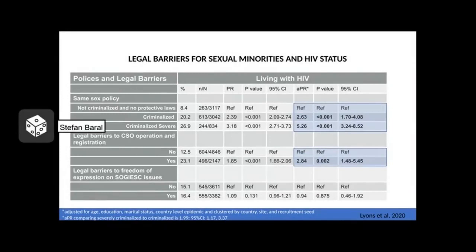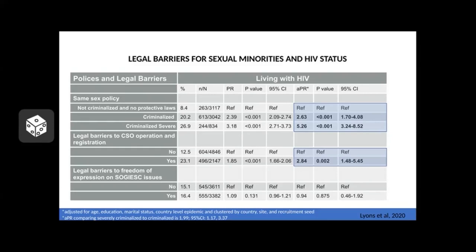So to get into some data, because I realize I want to talk about a lot today and do not have a lot of time to do it. I think there are some really big things that start popping out at you when you look at these data. One of those is that, using as a baseline settings where there's no criminalization but also no protective laws in place, even in criminalized settings, gay men are 2.5 times more likely to be living with HIV than in non-criminalized settings. And that goes up to over 5 times more likely in severely criminalized settings. I will note this is adjusted for age, education, marital status, and country level epidemics, and it's also clustered by country site and recruitment seeds.